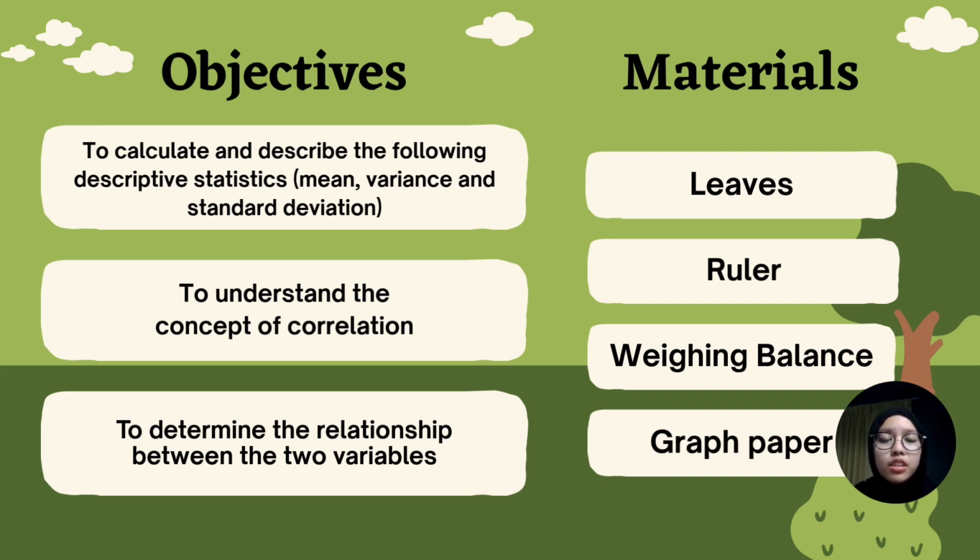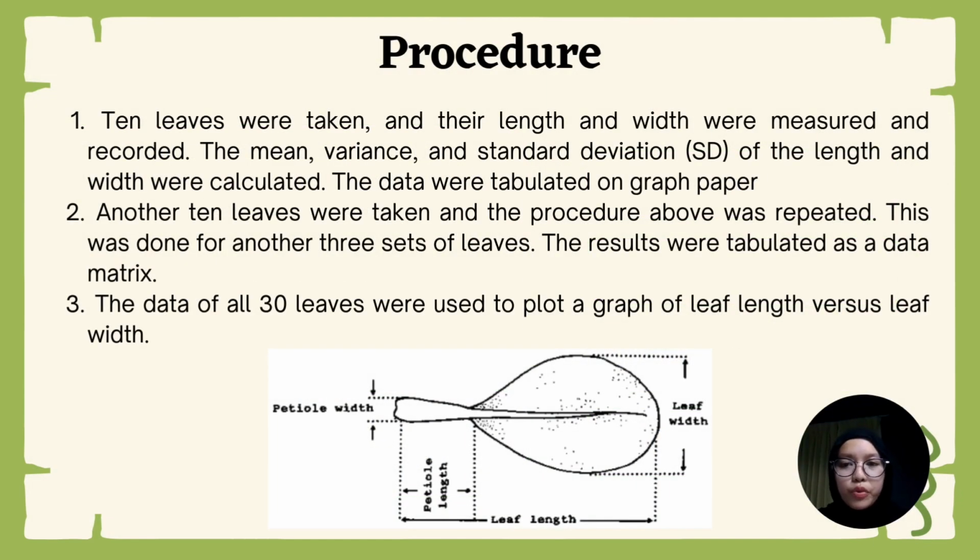So, the materials that we are using are leaves, ruler, weighing balance, and graph paper. Let's proceed to the procedure.